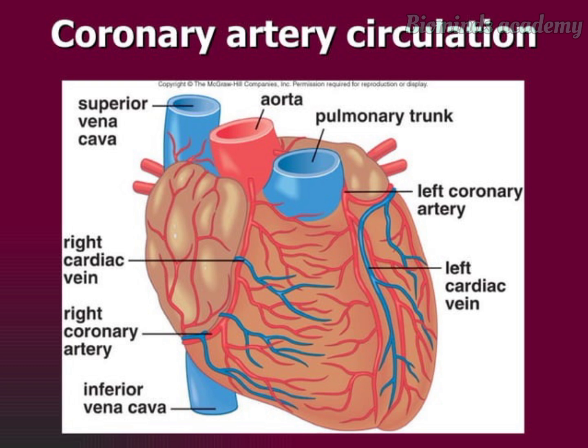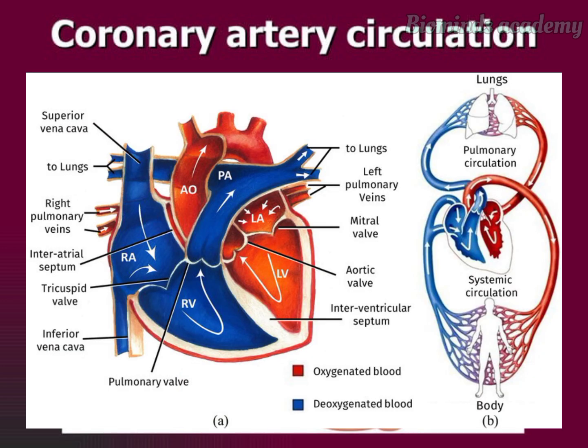This valve ensures one-way flow from the right atrium to the right ventricle. Then blood is pumped from the right ventricle through the pulmonary semilunar valve into the pulmonary trunk and the arteries. The pulmonary semilunar valve prevents backflow of the blood into the right ventricle as it is pumped to the lungs. So blood travels through these vessels into the lungs for oxygenation.